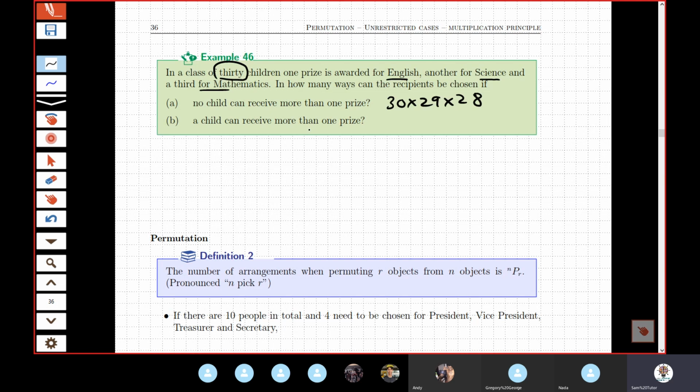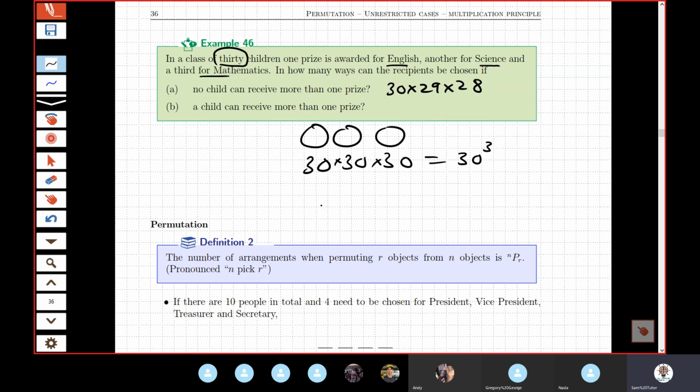A child can receive more than... Say again? If a child can receive more than 1 prize, that means, again, you've got 1, 2, 3. How many people can go in the first place? How many in the next one? So it's actually 30 cubed. Does that make sense? So there's more cases, so obviously, we're going to win more than 1 prize.